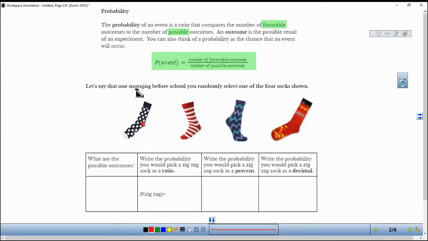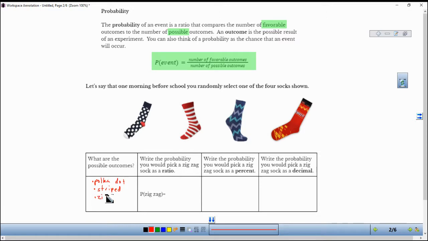So it says, let's say that one morning before school, you randomly select one of the 4 socks shown. So let's say these 4 socks are in a drawer. Their pairs are not in a drawer, so it's just these 4 socks. We have a polka dot sock, stripe, zigzag, and Cheez-It. It says, what are the possible outcomes? Well, if you're going to pull out one sock, you're either going to get polka dot, that's one outcome. You're going to get this, or the striped one, because you're picking out only one.